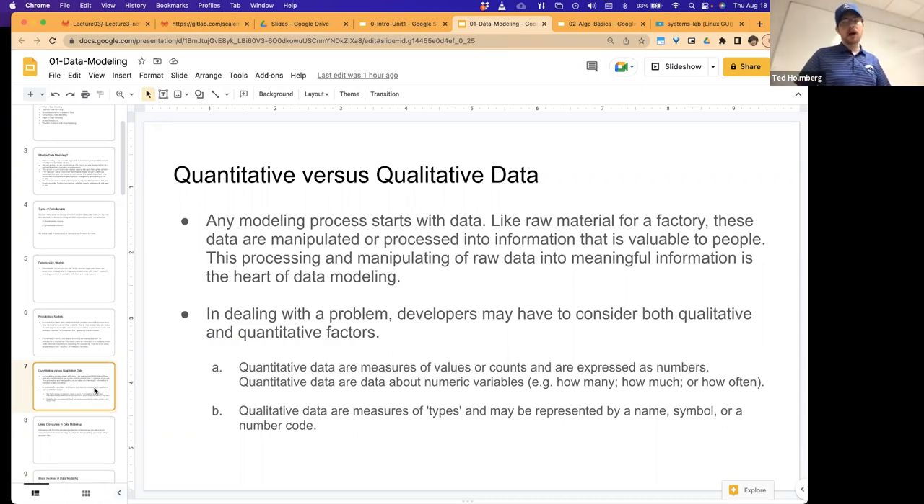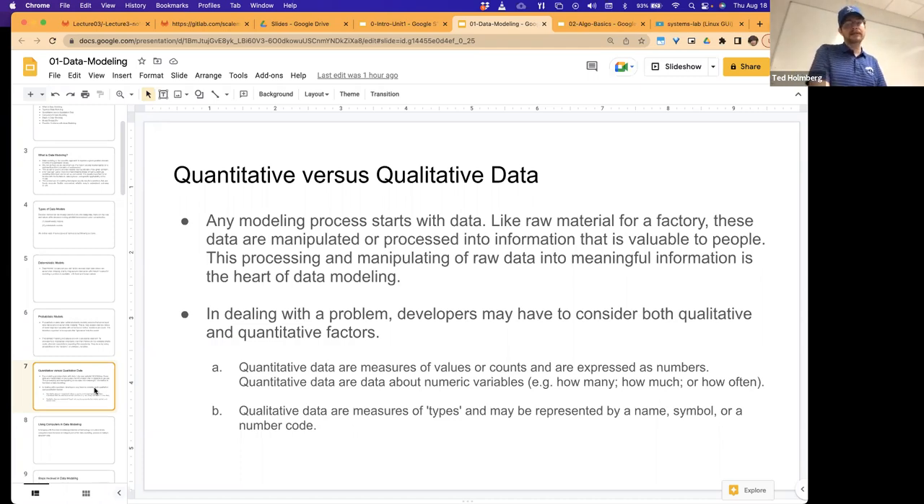So in dealing with a problem, developers may have to consider both qualitative and quantitative factors. The quantitative data are measures of values or counts that are expressed as numbers. So again, we were quantifying our ingredients. We were quantifying heat. We were quantifying time whenever we build out a recipe.